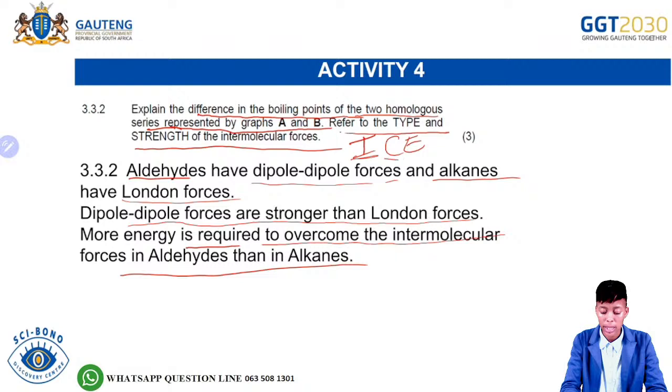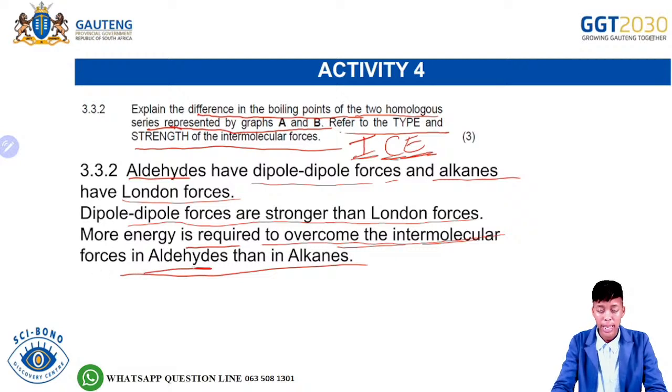So we stated. By C, what are we doing? We are comparing. From there, we know that dipole-dipole forces are stronger than London forces. Then what did we do again? We spoke about the energy. So more energy will be required to overcome the intermolecular forces in the aldehydes than in the alkanes. Okay.